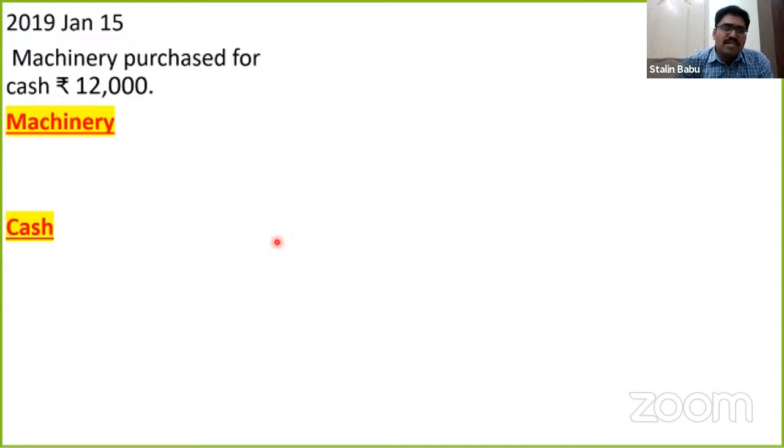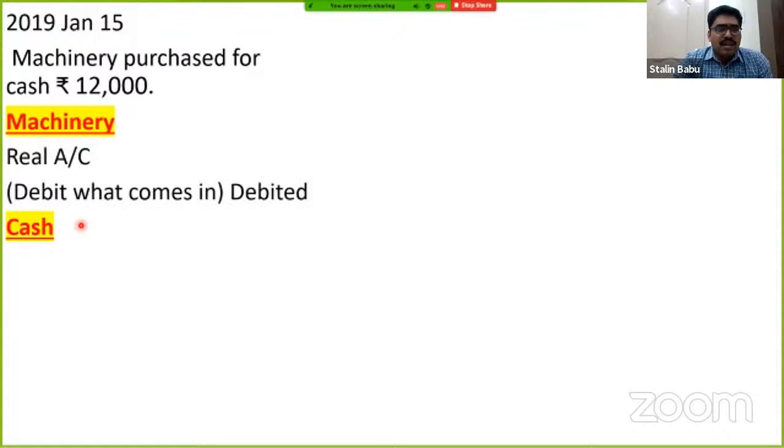So here the two accounts involved are machinery account and cash account. Machinery belongs to which account? Real account. We know real account deals with cash and assets. So machinery is real account and cash is also real account. Both come under real account. So what is the principle of real account? Debit what comes in, credit what goes out.